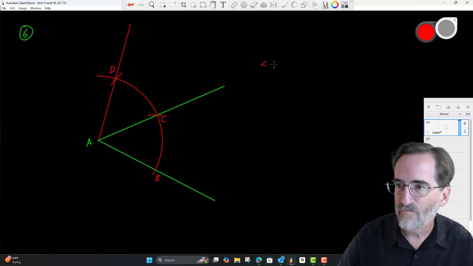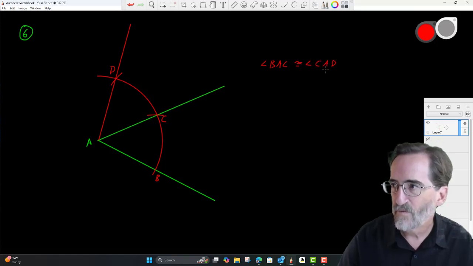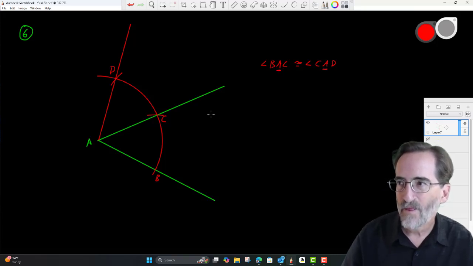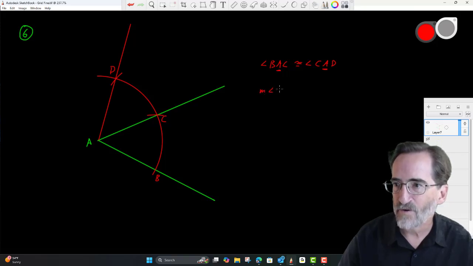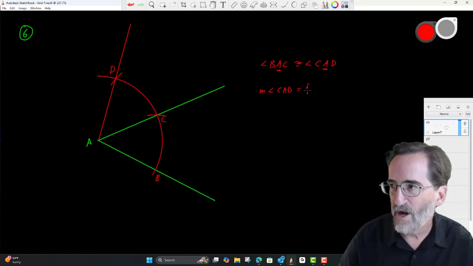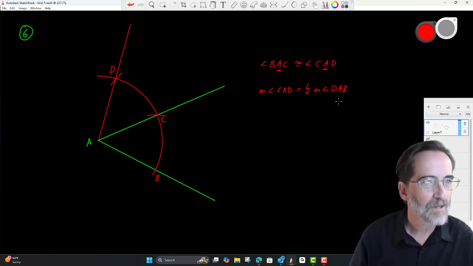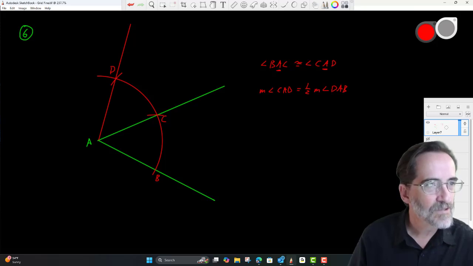So angle BAC is congruent to angle CAD. Note the middle letter is always the vertex. Okay? And we could say also the measure of angle CAD is exactly half the measure of the combined angle, the measure of angle DAB. Okay. So with a compass. Number 7.